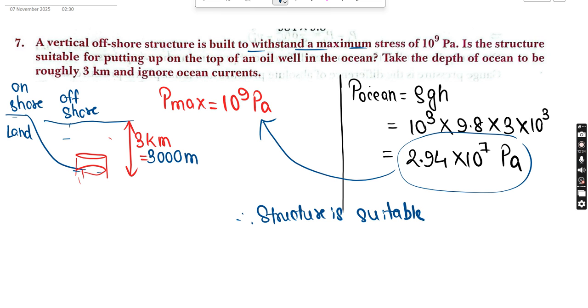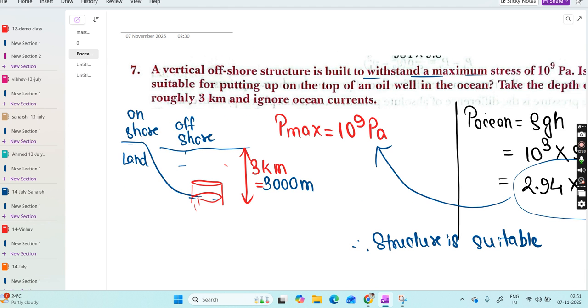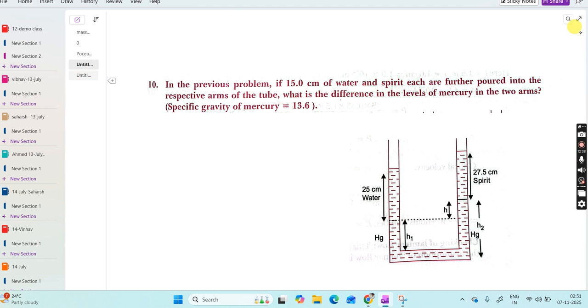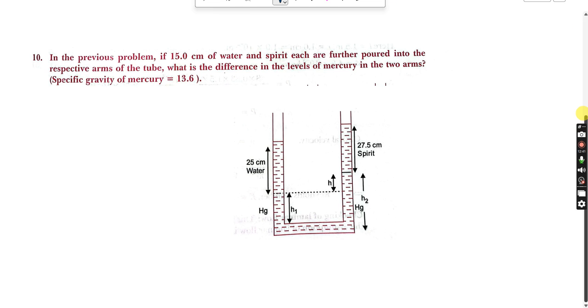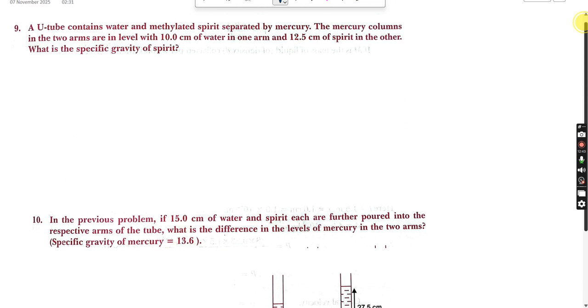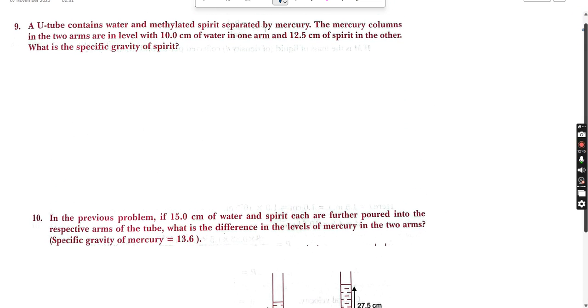Any doubt here? After that, we can go to the next question, right? The next question will be a little bit tricky. There are two parts to the same question here. So basically, what is the question here?